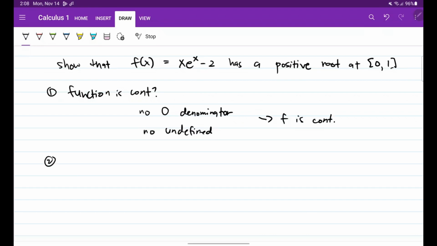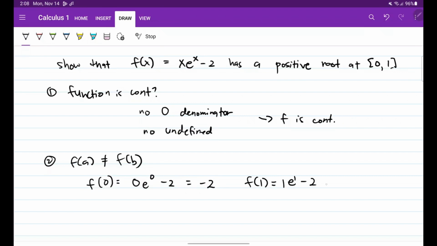So second, we check that f of a is not equal to f of b. Okay, so let's check. f of 0 is equal to 0 e to the 0 minus 2, so this is equal to negative 2. And f of 1 is equal to 1 e to the 1 minus 2, or just e minus 2. Take note that e minus 2 is around 0.78. So we know that that is greater than 0.